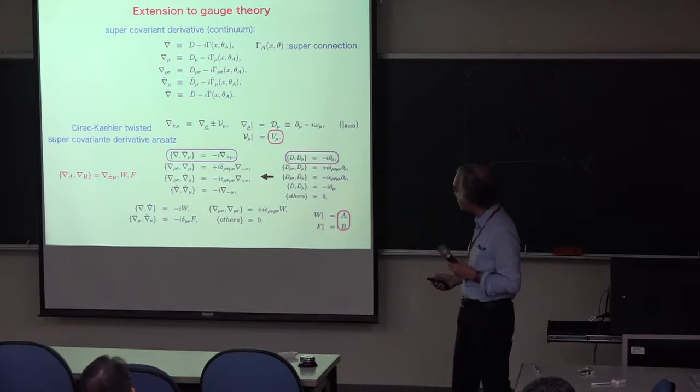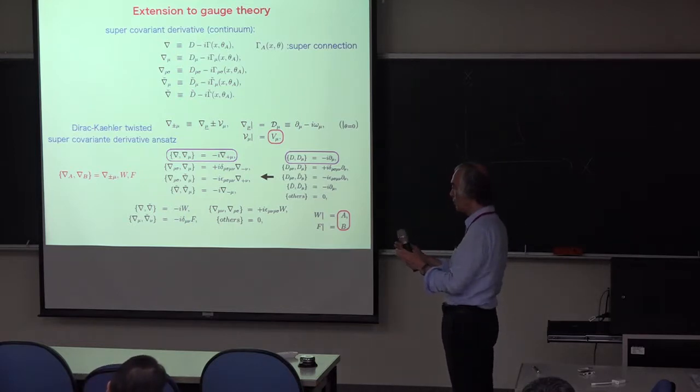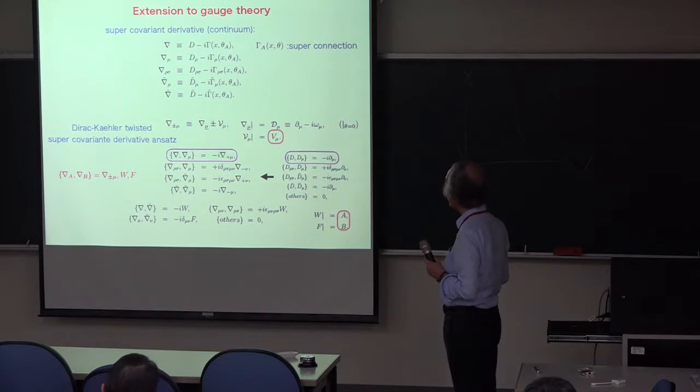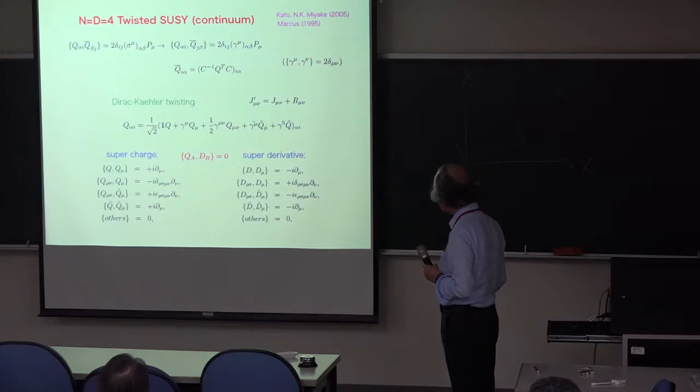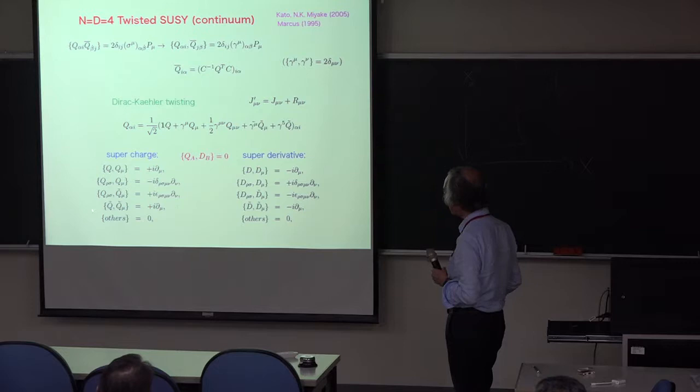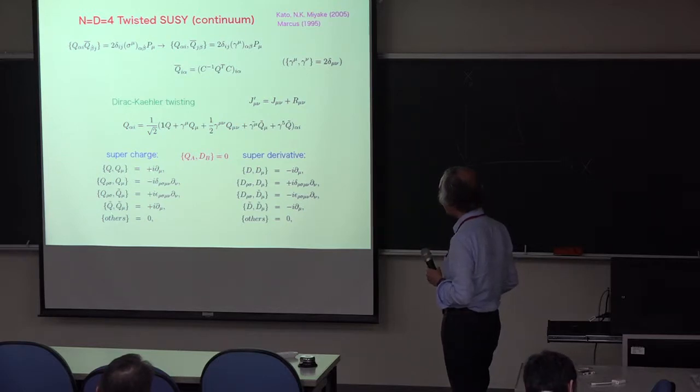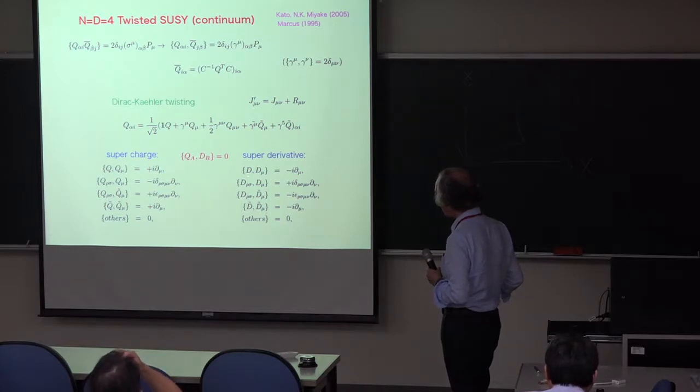So now the story is to try to embed this field somewhere. If we go back to here, these are the supercharge relations of the twisted sector. Now, we can just write down the superderivative relation. The superderivative anticommutes with the supercharge. That relation is almost exactly the same as this one, except that the derivative operator changes sign.